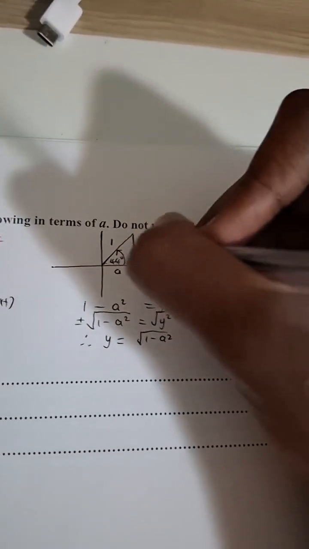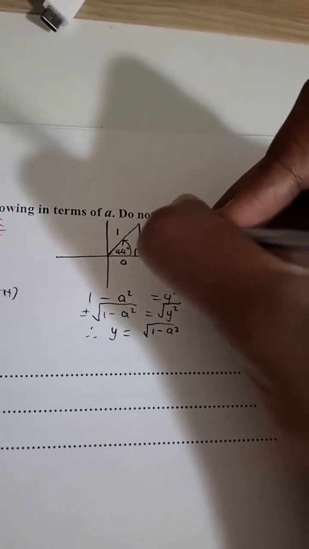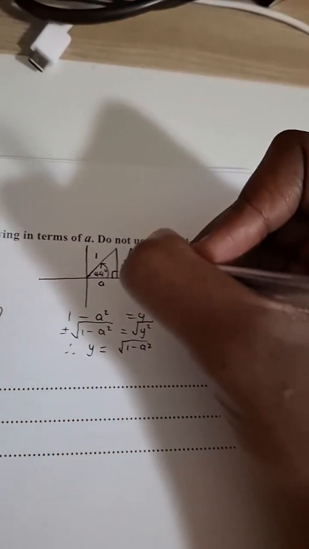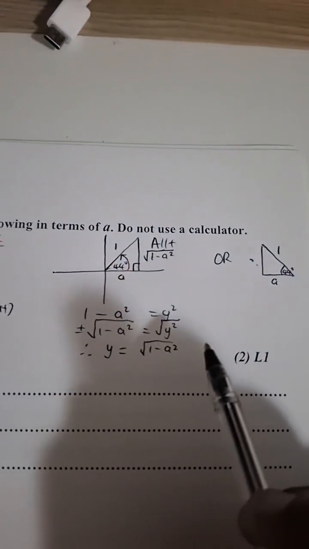So here I can now populate my y value. In terms of A, it is the square root of 1 minus A squared. I leave it like that.